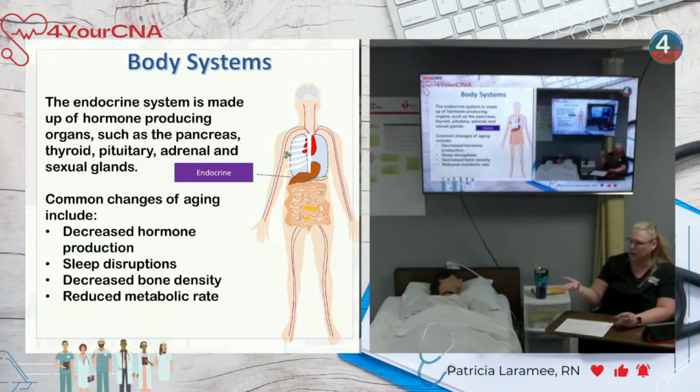So your thyroid might not work as well. Your metabolism is going to be affected with that. You might feel cold when everybody else is warm. We've seen that with older people. But all of your endocrine systems will be affected, including insulin.